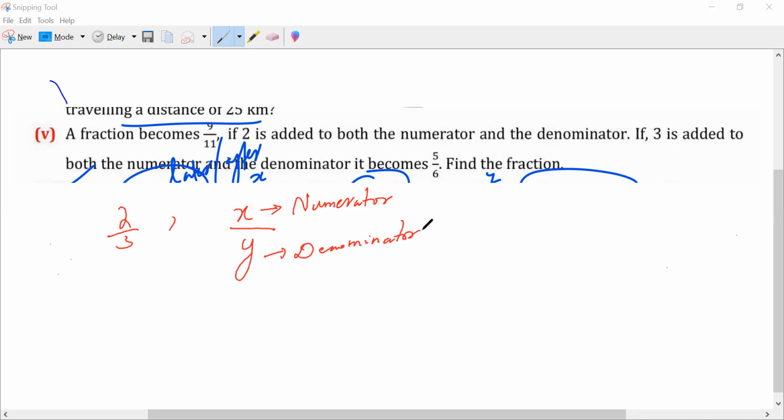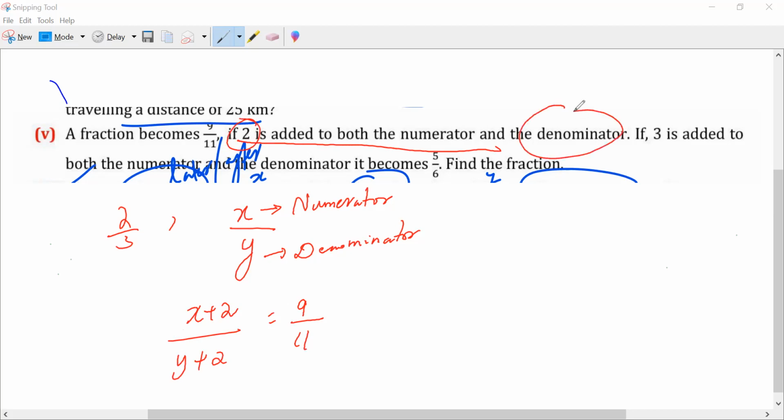A fraction becomes 9 by 11. Nothing like that. It's a very easy question. So x is the numerator and y is the denominator. We already know it from 6th or 7th standard. Now they're telling if 2 is added to both numerator and denominator, the fraction becomes 9 by 11. So x plus 2 and y plus 2 will become 9 by 11. Is this clear? With the numerator I am adding 2 and with the denominator I am adding 2, and the fraction becomes 9 by 11.